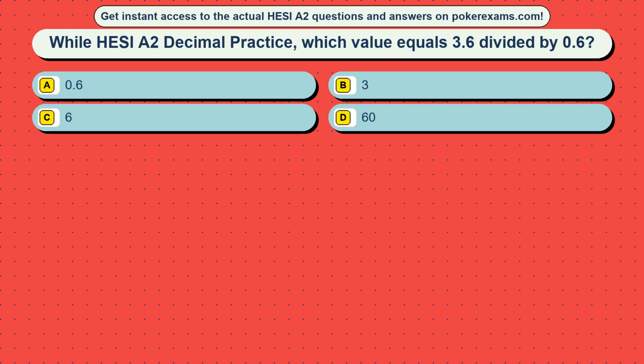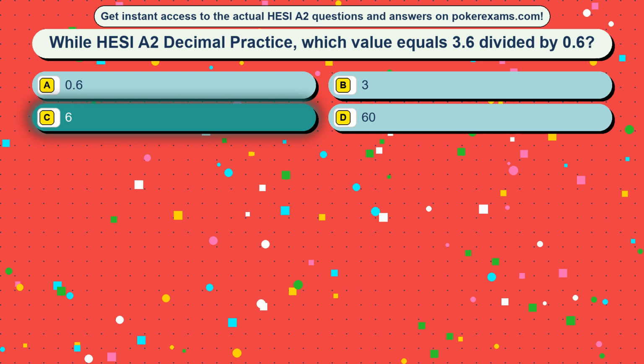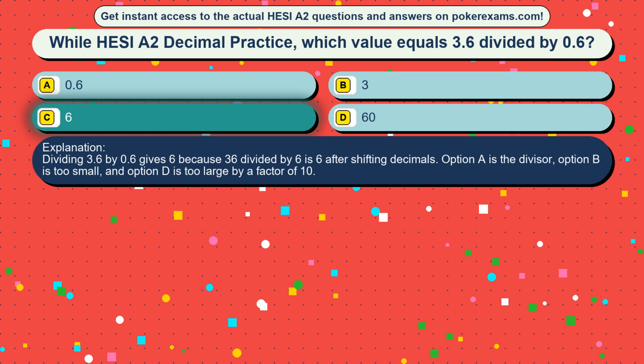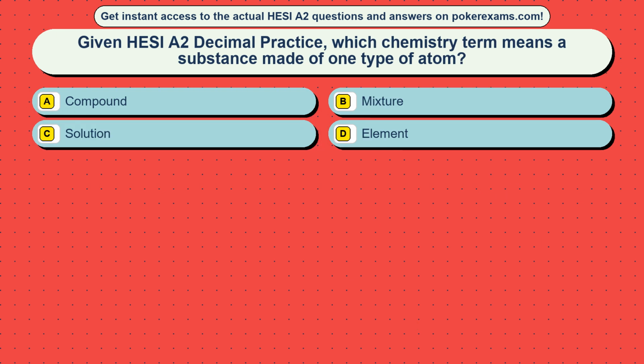Question 37. While HESI A2 decimal practice, which value equals 3.6 divided by 0.6? Option A, 0.6. Option B, 3. Option C, 6. Option D, 60. The correct answer is option C, 6. Dividing 3.6 by 0.6 gives 6 because 36 divided by 6 is 6 after shifting decimals. Option A is the divisor, option B is too small, and option D is too large by a factor of 10. Question 38. Given HESI A2 decimal practice, which chemistry term means a substance made of one type of atom?